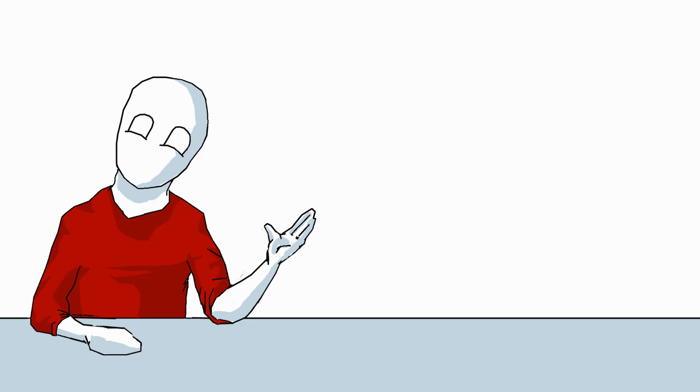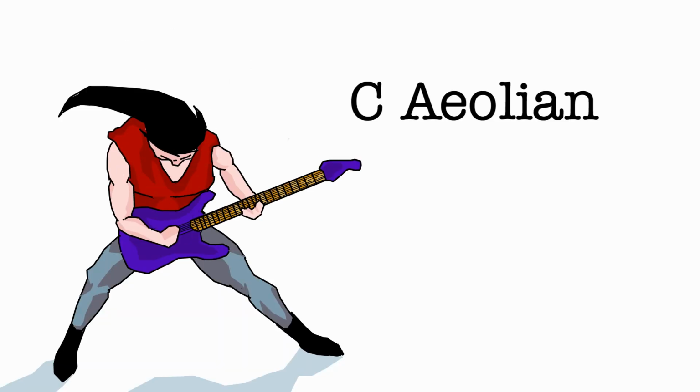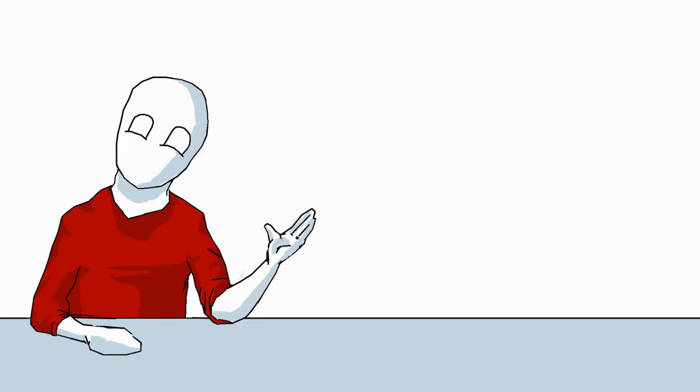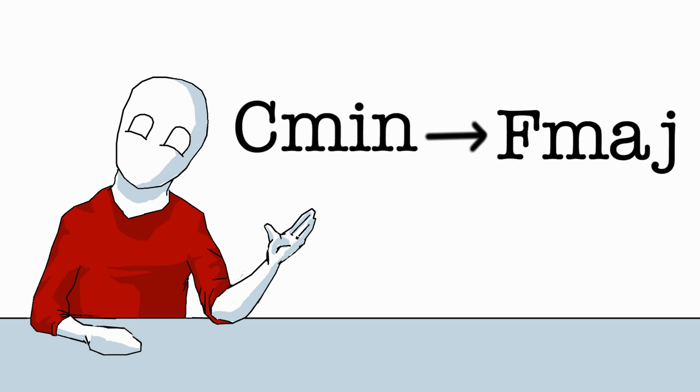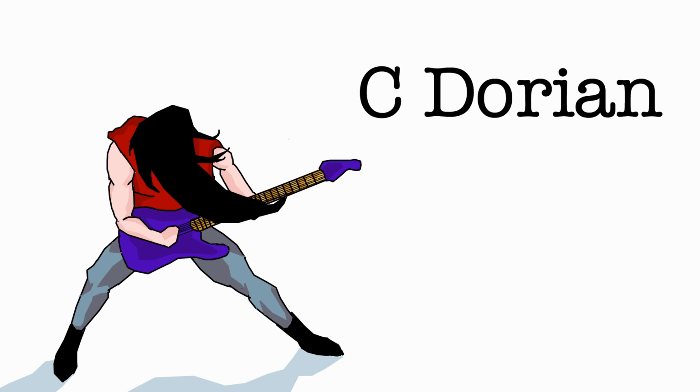So say now you had a chord progression that went C minor to F minor. Well, you could just shred C Aeolian over it. But say you had the same thing, but you had a C minor going to an F major. Well, then you could just change the flat 6 to a natural 6 and shred C Dorian over it.